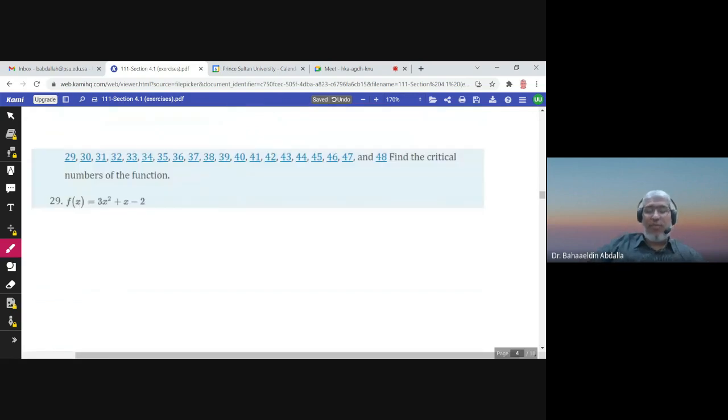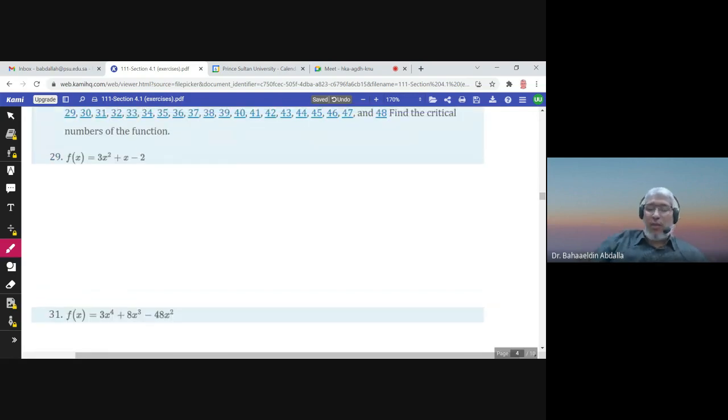Find the critical numbers of each function. We remember the critical numbers. To find the critical numbers, we first determine the domain. And the domain of this function is all real numbers because it's a polynomial. And now to find the critical numbers, we find the derivative of the function. And the derivative is 6x plus 1.